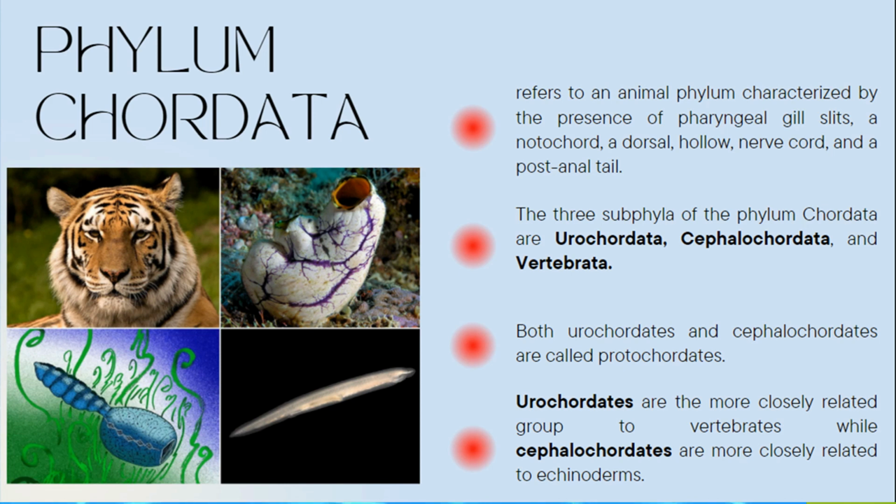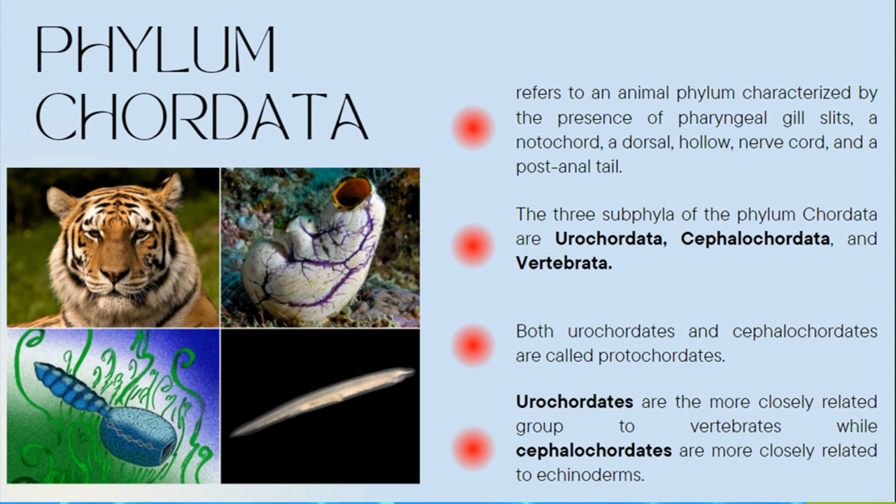Phylum Chordata refers to an animal phylum characterized by the presence of pharyngeal gill slits, a notochord, a dorsal hollow nerve cord, and a post-anal tail. The three subphyla of the phylum Chordata are Urochordata, Cephalochordata, and Vertebrata. Therefore, the closest relatives of vertebrates are Urochordates and Cephalochordates.